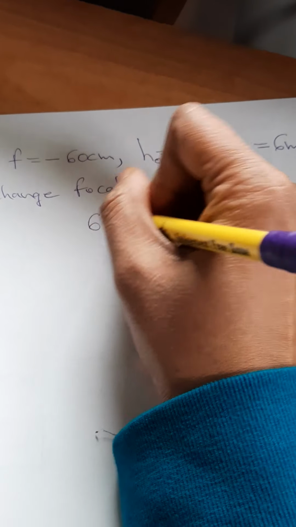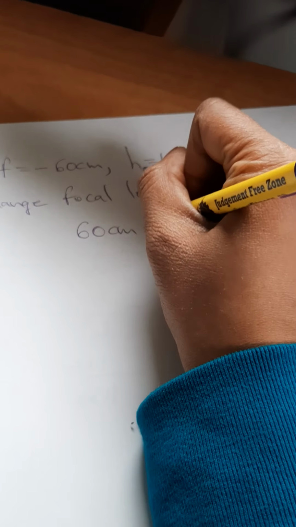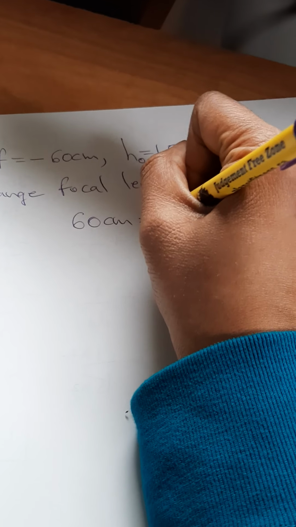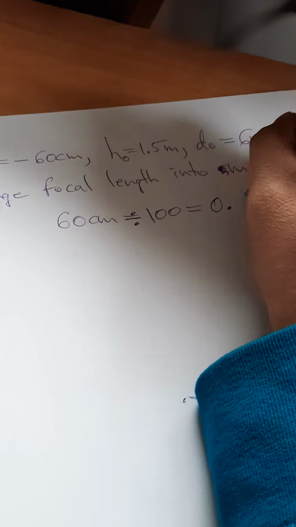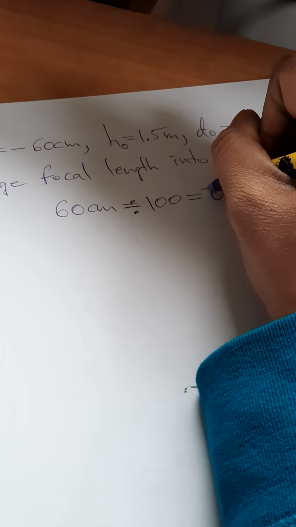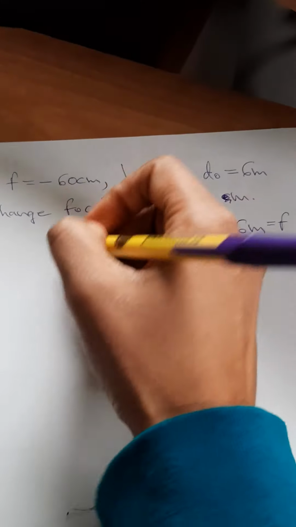So what you're going to do is take 60 centimeters, divided by 100, which is 0.6 meters, okay? We're still going to keep the negative sign there. So this is actually now my focal length. Let's put it into the formula.